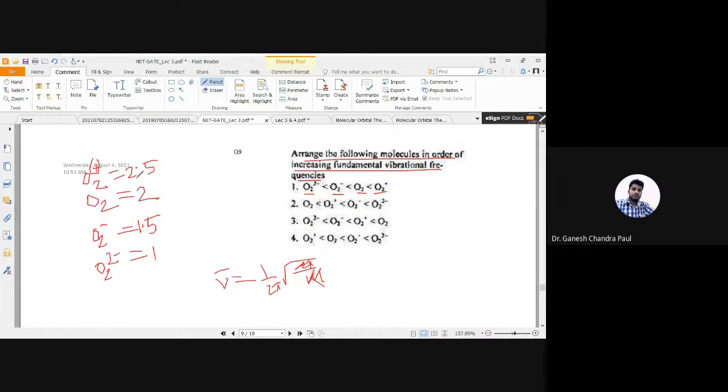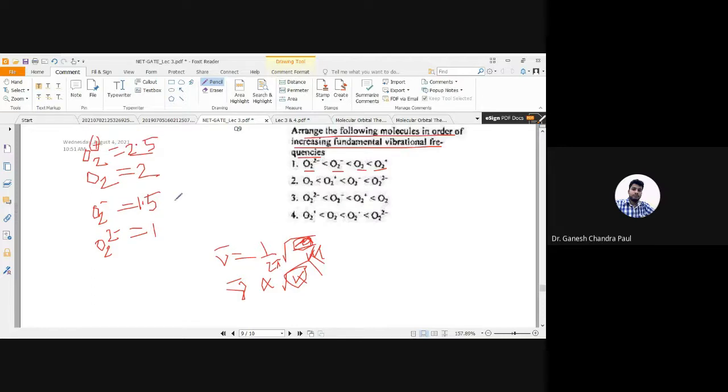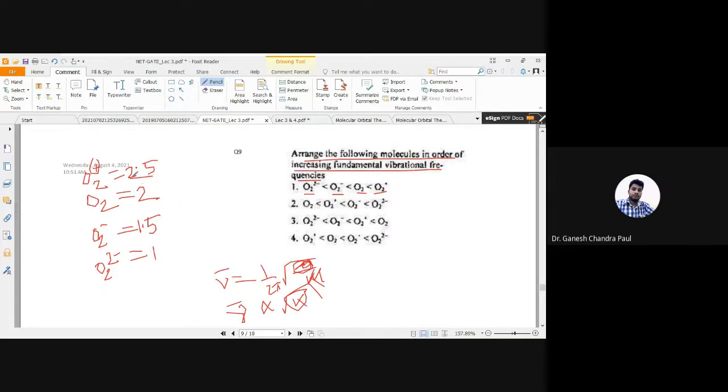But you can see here that fundamental vibration frequency increases as the bond strength, bond order increases. K is the force constant. So you can see that the frequency is directly proportional to the square root of K, the force constant. The force constant is directly related to the bond order. If the bond order value is more, the fundamental vibration frequency is more. So option A is the correct answer.